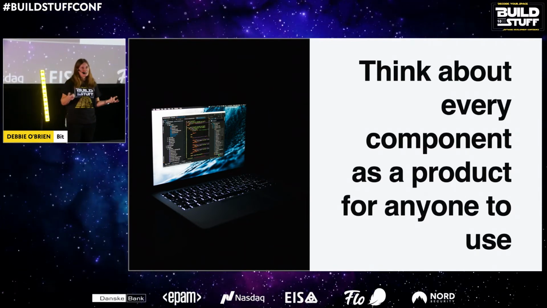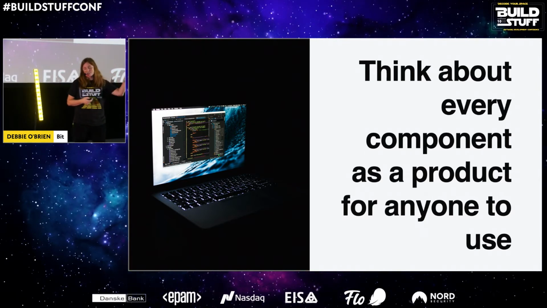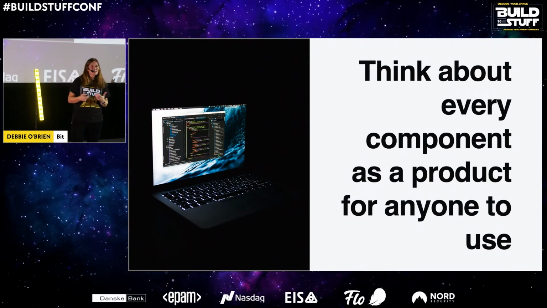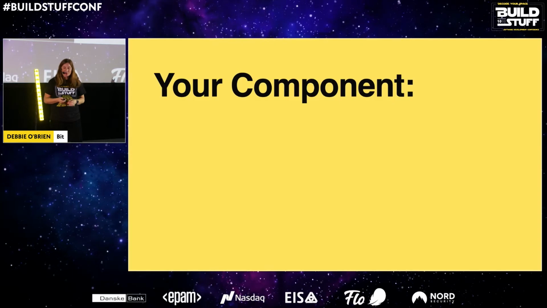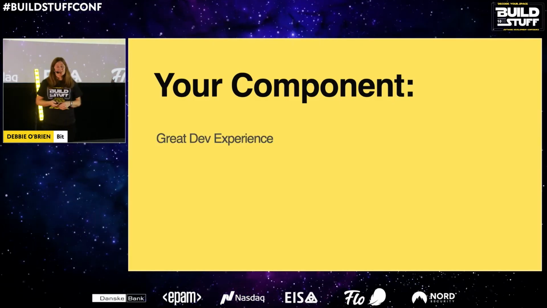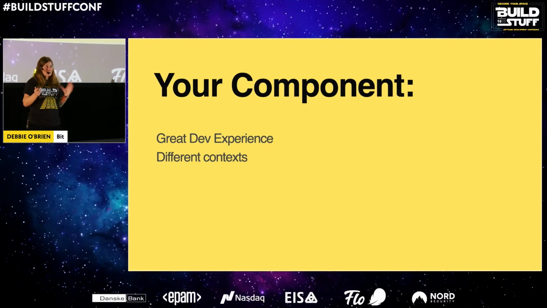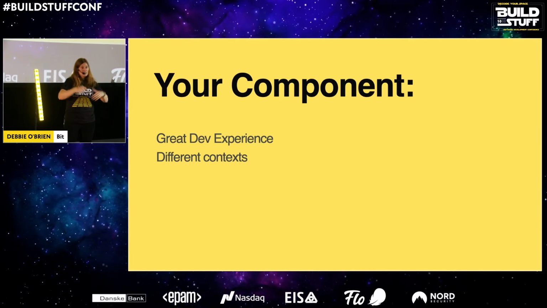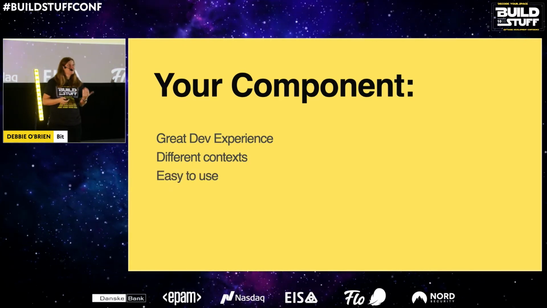And it's one of the hardest things, right? Because when you're building components at work, you don't want to use someone else's component, because they're just going to do a terrible job and I don't trust them. And you basically want people to trust you. You want to do a great job. You want people to use it. So your component should have a great developer experience. It should have different contexts. You should be able to use different themes, for example, so that the component looks and behaves a little bit differently depending on what you want. It should be easy to use.